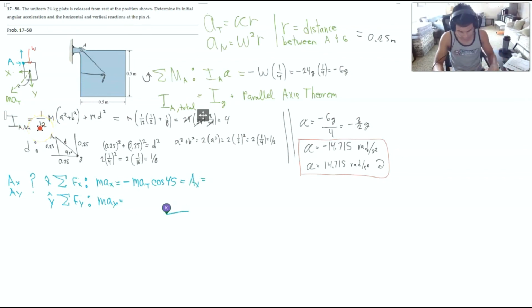Okay, now let's define what MAT is. So M we know is to be 24. AT, alpha R. Now, alpha is going to be this number. So negative 14.715. Then what is R? Okay, now real quick. I just realized this now, that this D squared is 1/8, right? R is equal to the same thing as D. I don't know why I wrote that earlier.